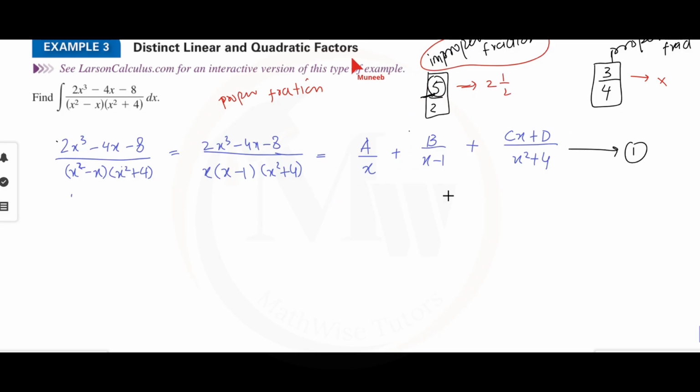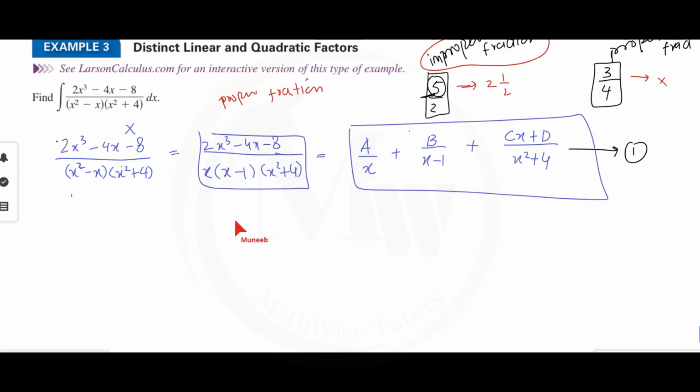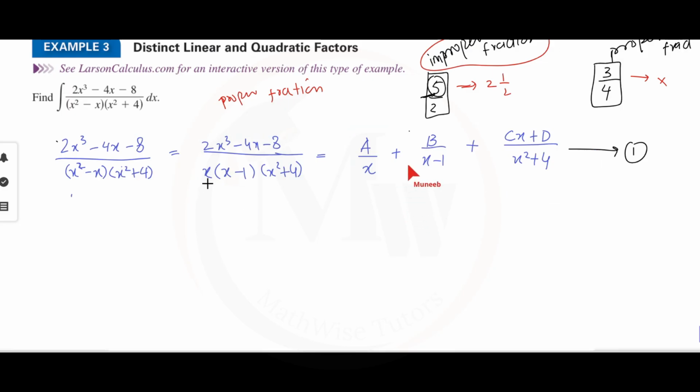Let's call it equation number 1. What we do next is multiply both sides with the denominator, each term. Now this is the left hand side and this is the right hand side, right? Because we have simplified it into separate terms. Multiply both sides with x times x minus 1 times x square plus 4. So what will happen? The same terms will be cancelled out, of course. When you multiply the denominator with the left hand side, all the denominator terms will be cancelled out.